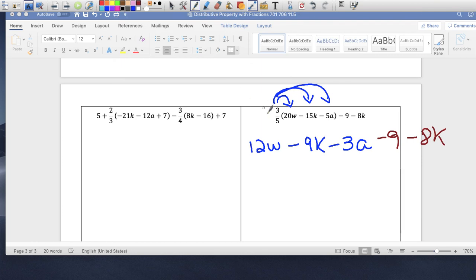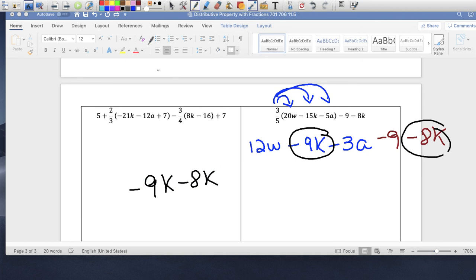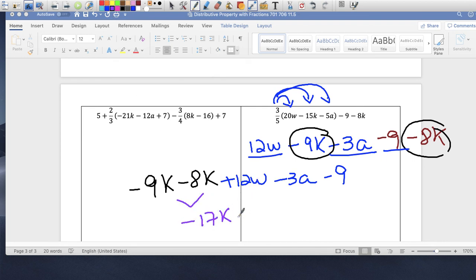Combine like terms. Oof, do I have like terms? Yes, I have this guy. It's this guy, and that's it. So negative 9k, sorry, minus 8k, and then plus 12w, minus 3a, minus 9. So all these three terms here are going to do absolutely nothing. These two together give me negative 17k. Copy the rest.